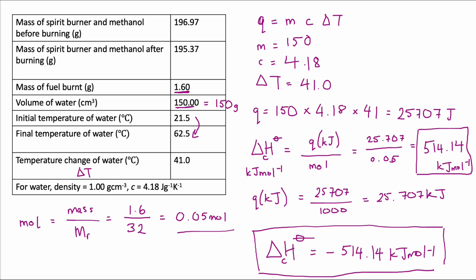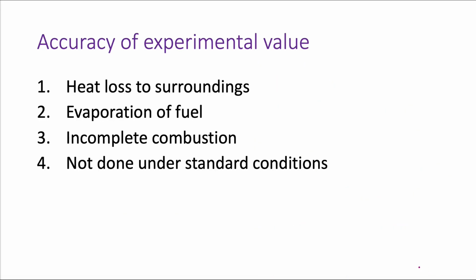Okay, let's now have a look at how accurate this experiment is. Because obviously it's an experiment, there may be lots of reasons why that value that we get is not the same as the one in the data book. Obviously the data book one is considered more accurate, so there may be reasons why it's not that exact value. And there are actually 4 reasons why, and you need to know these 4 reasons really well. So I'm going to talk through each of them.